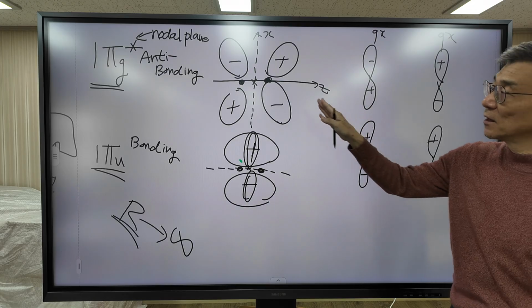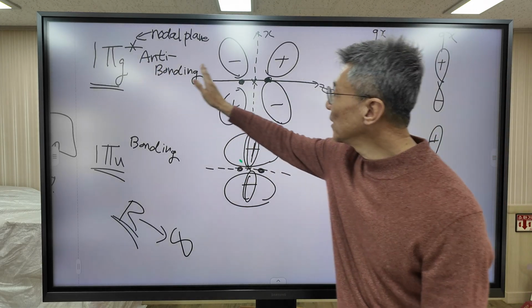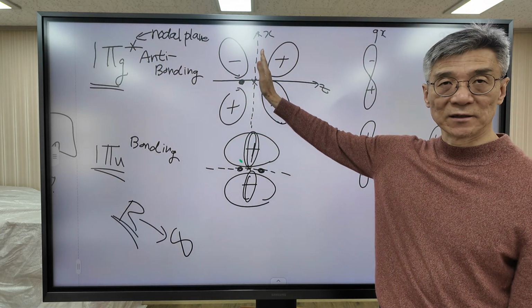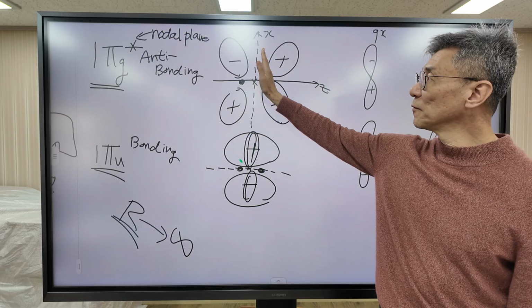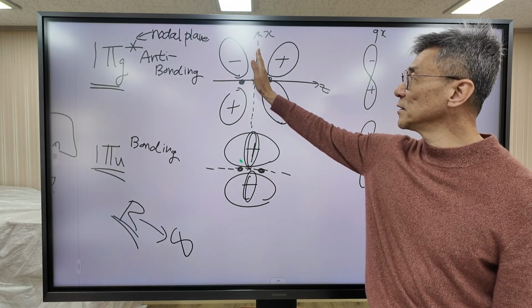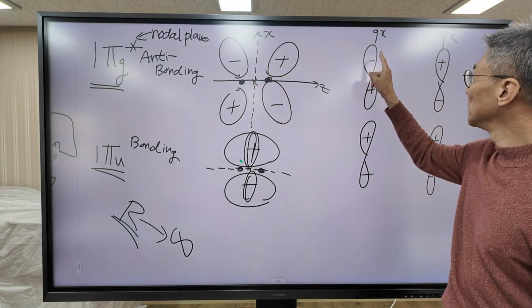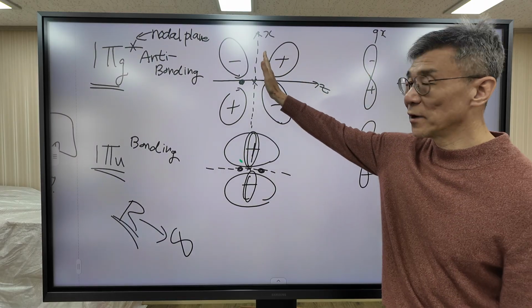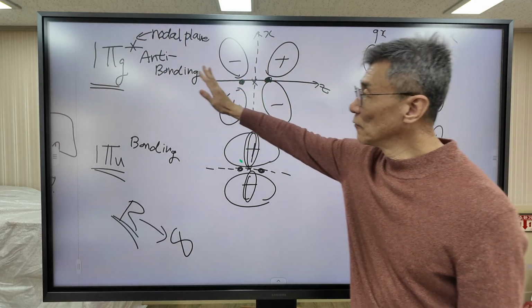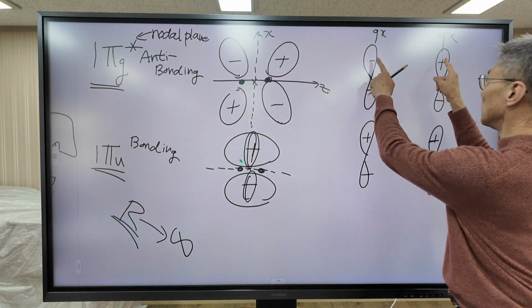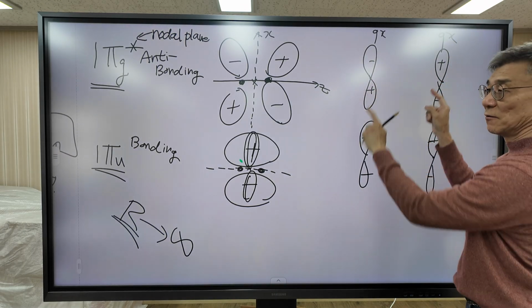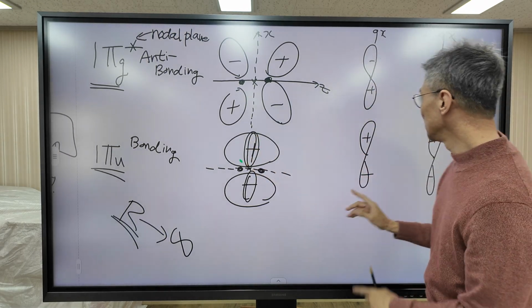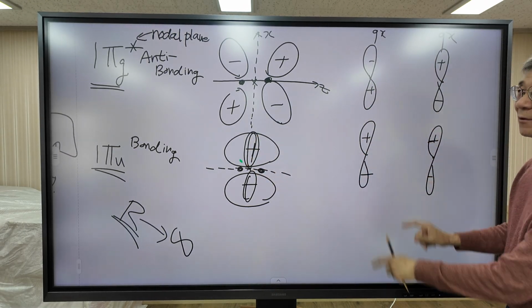Why? Because in the 1 pi g orbital, a nodal plane exists, right? For a nodal plane to physically exist, the sign must be different, right? So for the 1 pi g orbital, the sign must be opposite. For the bonding orbital, the sign must be the same, right?